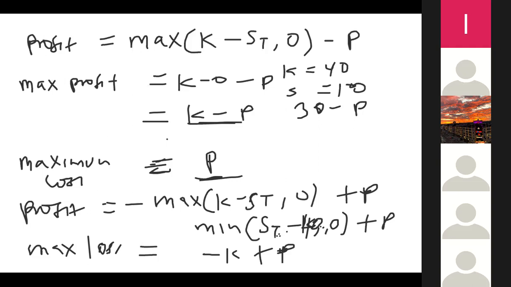If that's okay, then I presume they also understand it, so I'm moving on to the next one. Let's look at this one. An investor buys a European put on one share for $3. So that means the price of the put is equal to $3.